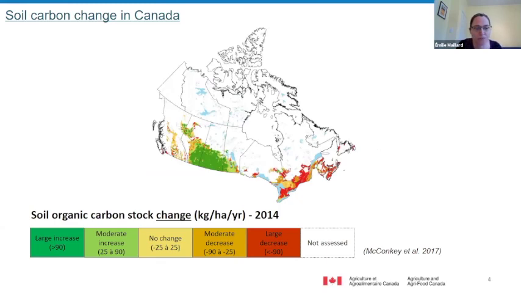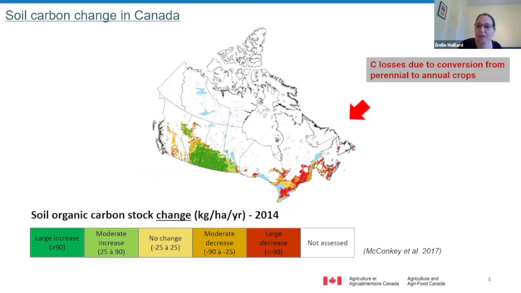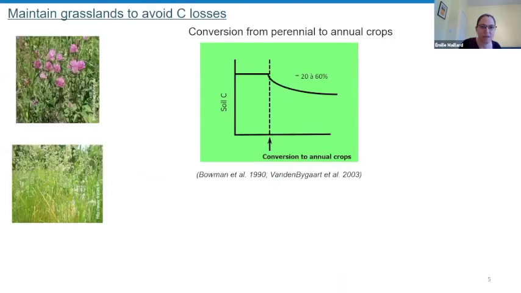Here is a map of soil organic carbon stock changes across Canada. And we observe in eastern area large decreases in soil carbon stocks, which were related to the conversion from perennial to annual crops. The conversion from perennial to annual crops can lead overall, globally across the world, to losses of about 20 to 60%. In Canada, it's more about 20 to 30%.